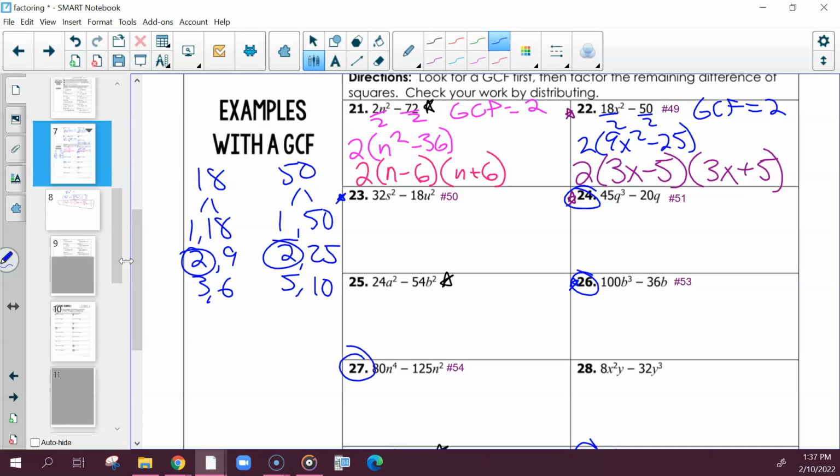Jumping to number 24. These are not perfect squares, so we have to take something out of both. Does anyone know what that number is off the top of their head? 5. And these also aren't perfect squares because we have 2 to the third and we have just q. So they both have a q in common, so we're going to take one out.